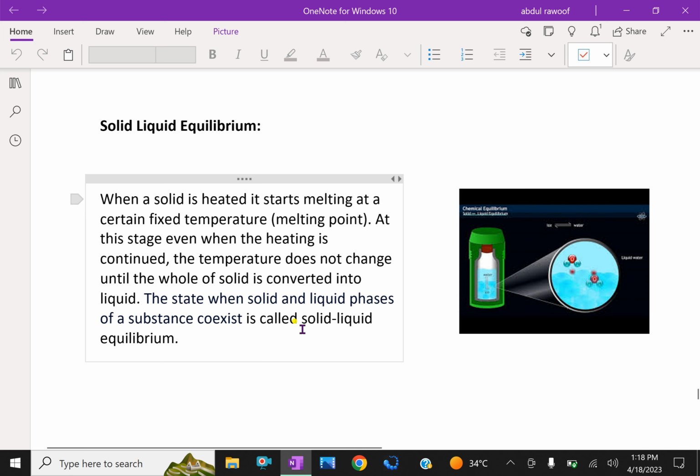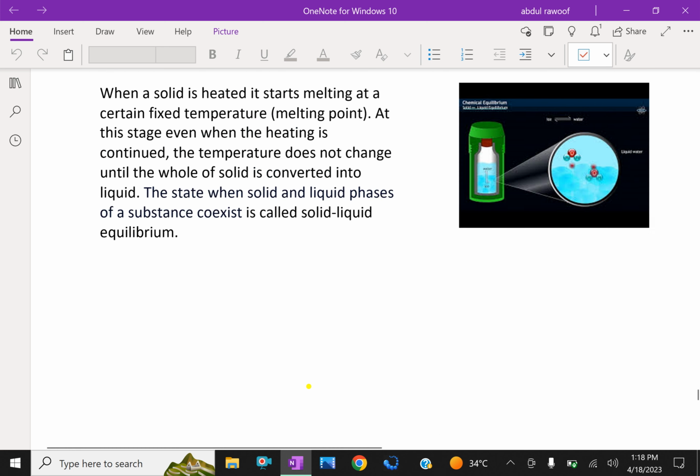The state when the solid and liquid phases of a substance coexist is called the solid-liquid equilibrium. That is the state when solid and liquid phases of a substance coexist, called a solid-liquid equilibrium.